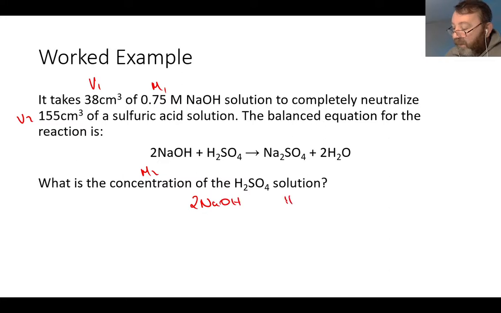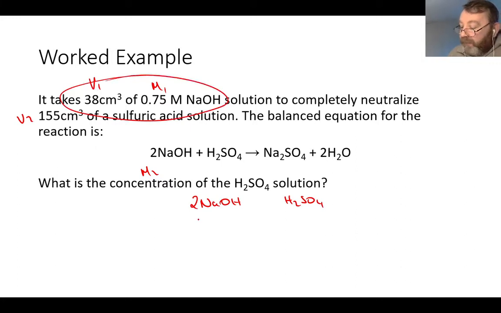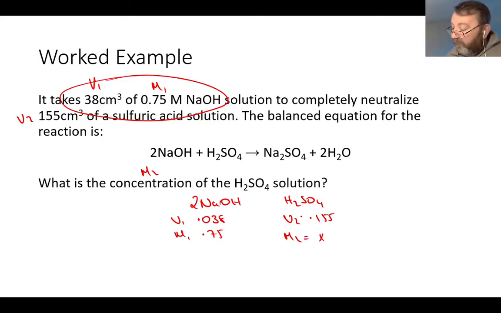2NaOH and H2SO4. So write down first of all, what about the NaOH? It's 0.038 litres, that's V1. What about M1? 0.75. What about the acid, V2 and M2? The volume of the acid, 0.155 litres. And what about the molarity of the acid? We don't know, it's x.